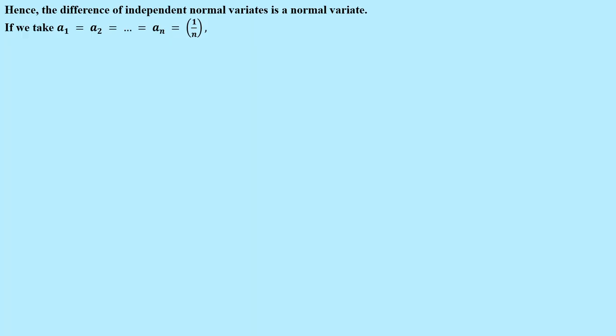If we take a1, a2, etc. all equal to 1 by n, then we have 1 by n times x1 plus x2 plus etc. plus xn is a normal variate with mean 1 by n summation i equal to 1 to n mu i, and variance 1 by n square summation i equal to 1 to n sigma i square.